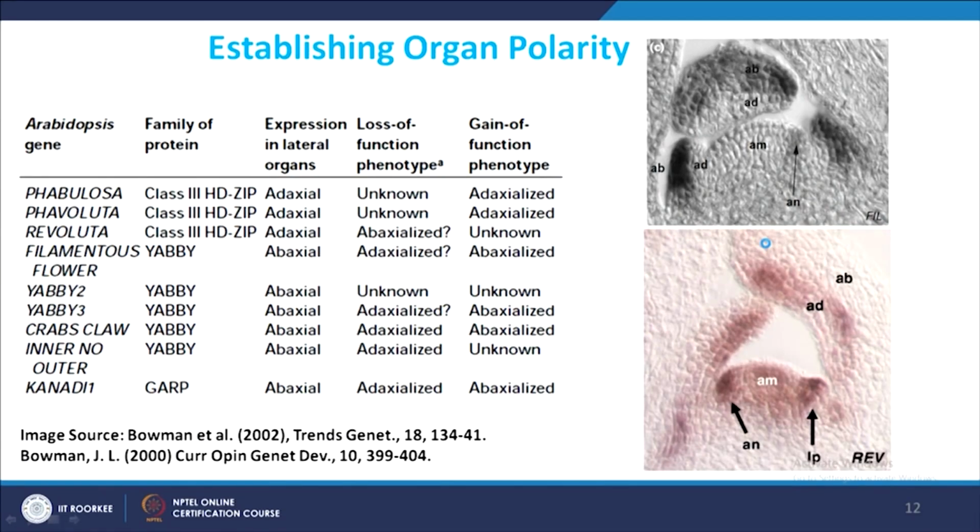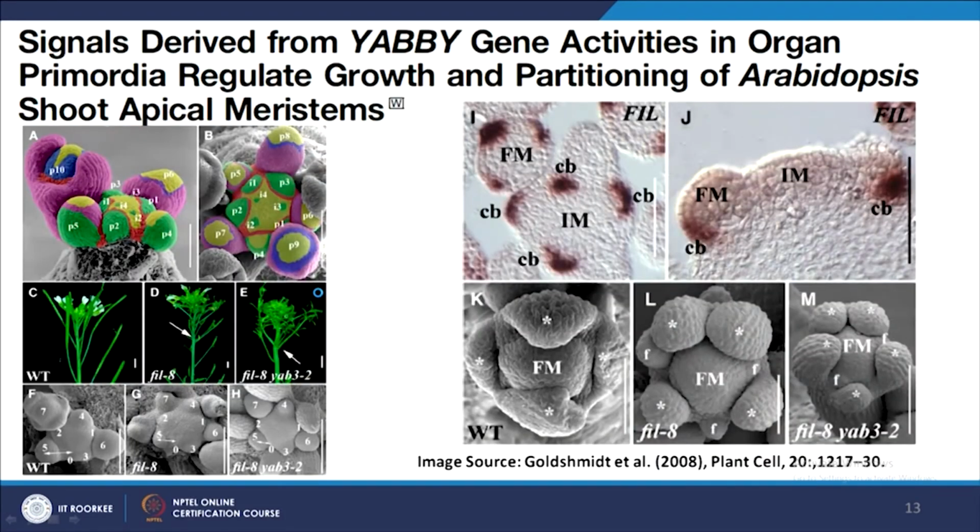There are some of the genes which have been identified to regulate this organ polarity; we will discuss them in the next class. So, some genes are regulating adaxial surface, some genes are regulating abaxial polarity, we will see. Another important thing here is that the signals derived from YAB gene activity in organ primordia regulate growth and partitioning of the Arabidopsis shoot apical meristem. So, it is not only that the meristem is regulating the organ, but the organ specific genes are also regulating the meristematic activity.